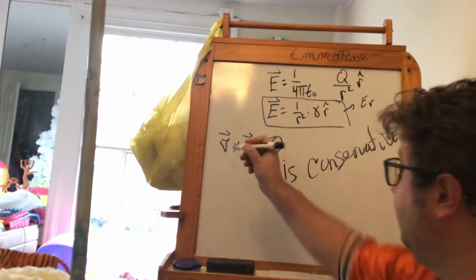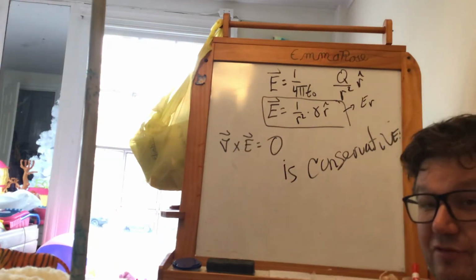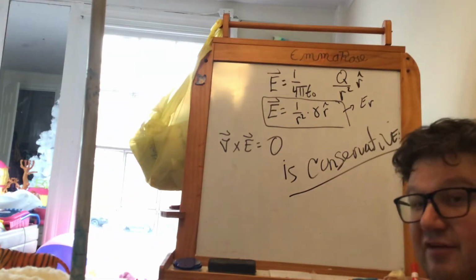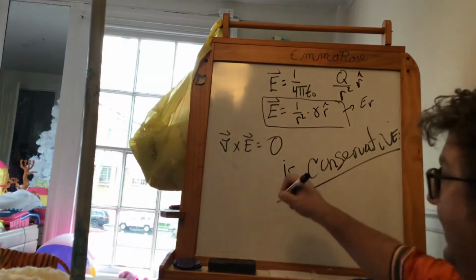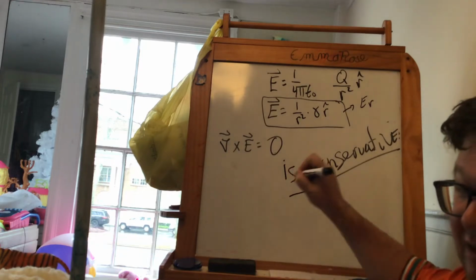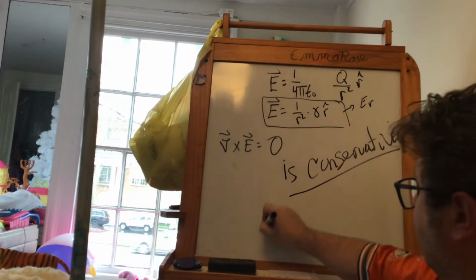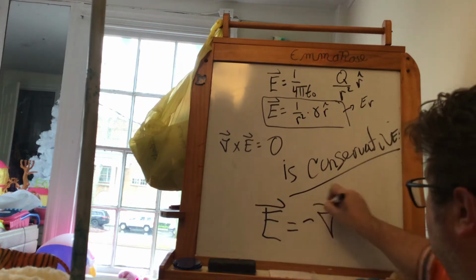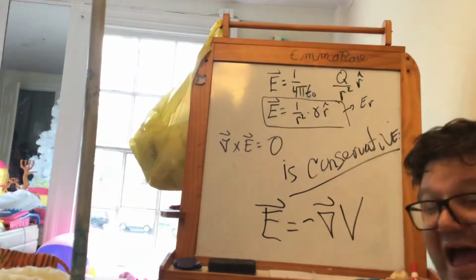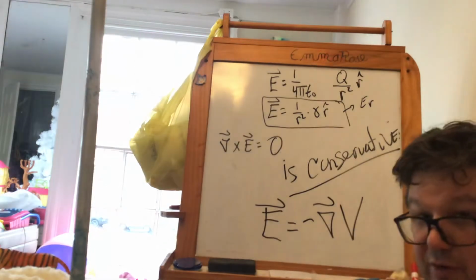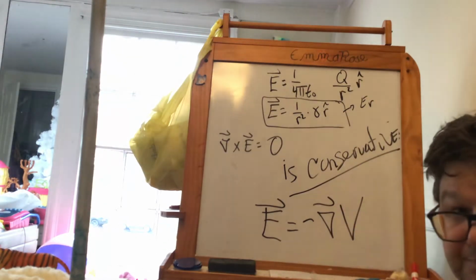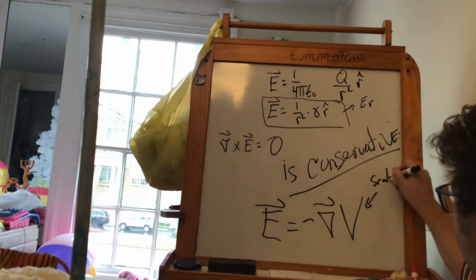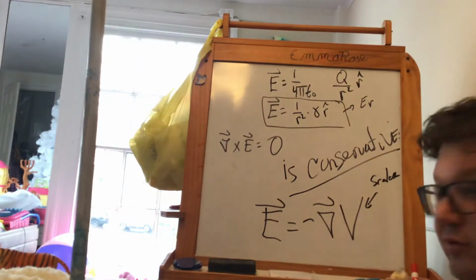So if the curl of a vector field gives me 0, I know that that vector field is conservative, and I can write down a scalar field. I can write down the following equation: E is equal to minus the gradient of V, where V is a scalar. Okay, let's prove it.